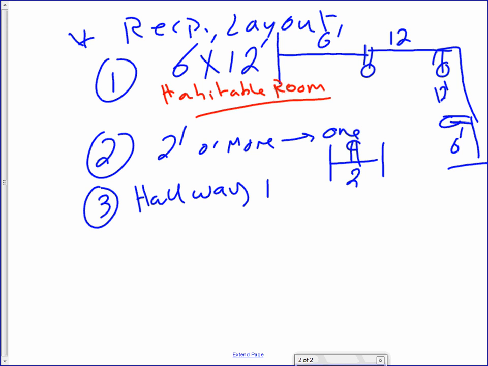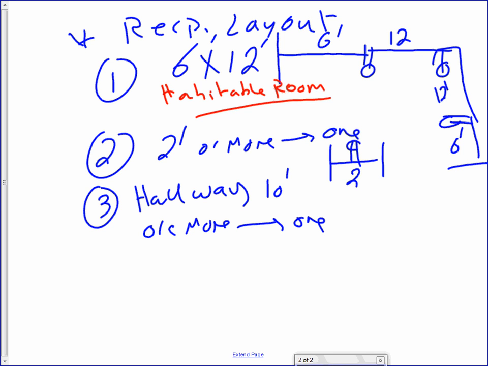Hallway, 10 feet or more, you need 1. So if you have a hallway 10 feet or more, you need 1. If your hallway is 1,000 feet, how many receptacles do you need? 1. Does that make sense, guys? 1 receptacle. These are the rules for laying out the receptacles in any habitable space. Very simple.